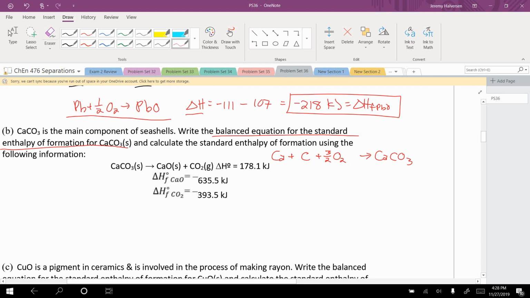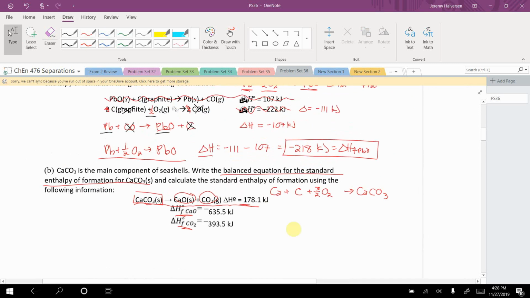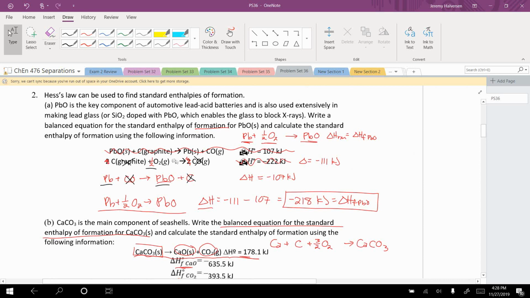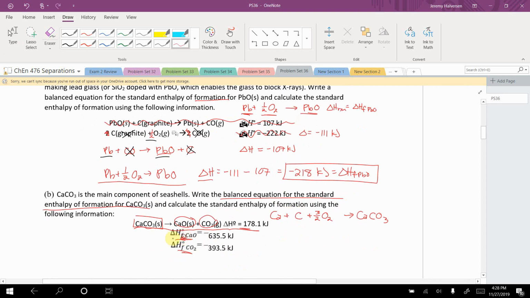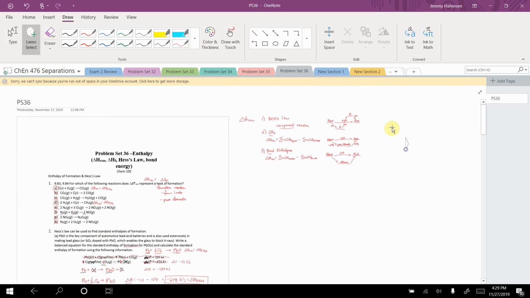So here is my formation reaction for CaCO3. Calculate the standard enthalpy of formation using the following information. They give me this reaction, which has the delta H of that reaction given. Then they give me the delta H of formation of this and the delta H of formation of this. They want us to find the delta H of formation of this guy. Well, am I going to use Hess's law where I flip around equations and stuff like I did in part A? No, because they don't give me equations to flip around.